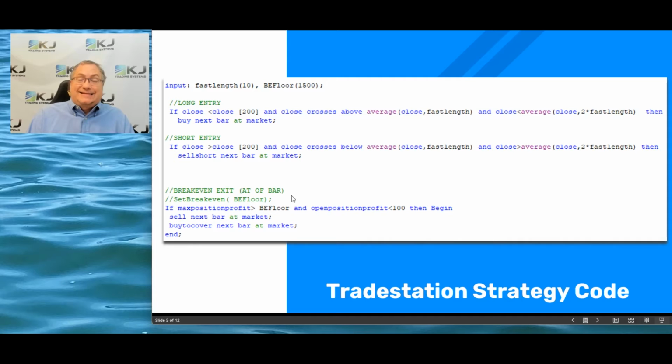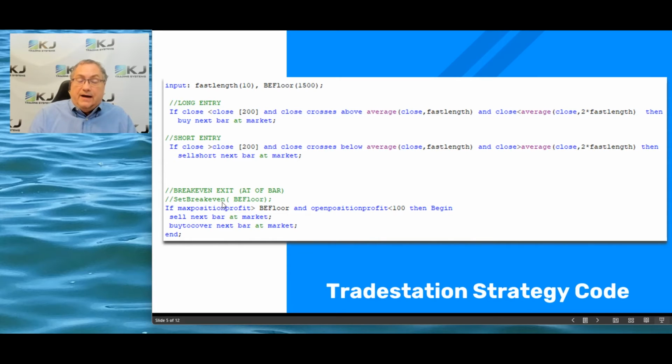Then for exits, in this particular strategy, I'm only looking at the break-even stop. I'm not looking at a stop loss or profit target. So the way you can exit a trade is either by reversing from long to short or short to long, or by using this break-even. Now Tradestation has a break-even keyword.